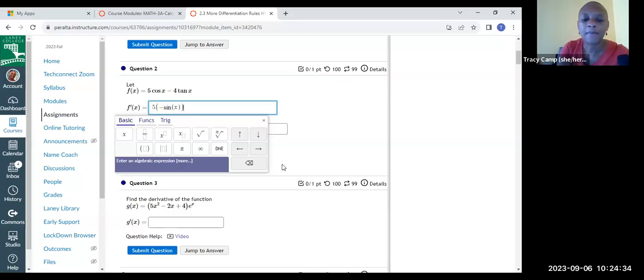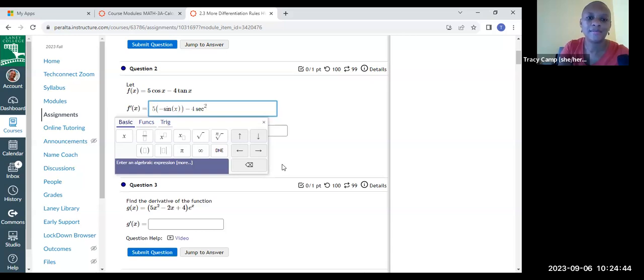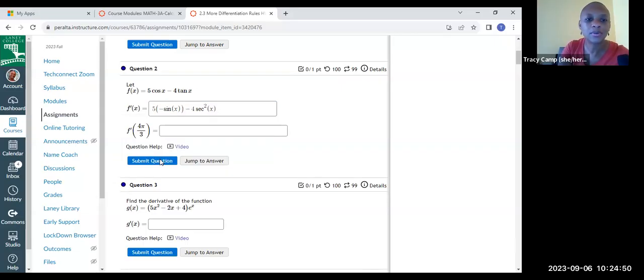And then I have minus 4, so I bring down that 4, and the derivative of tangent we know is secant squared x, and they open up parentheses, so make sure you close them. And that's it. That's the derivative. We're done.